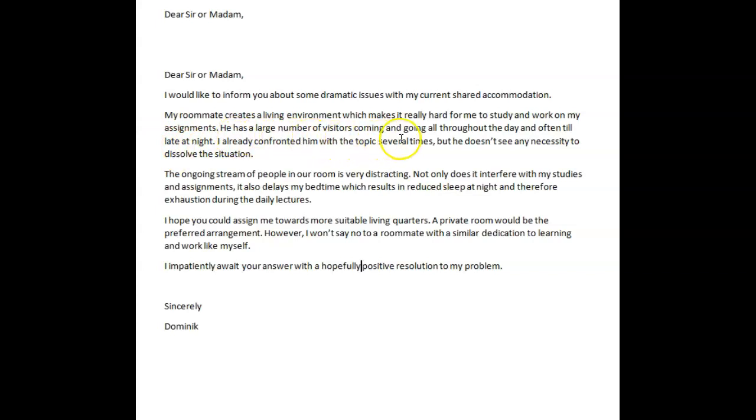So I already confronted him with the topic several times, but he does not respond to my requests to change the situation. Okay. Let's see here. You said a private room would be the preferred arrangement. However, I would be satisfied with a roommate with a similar dedication to learning and work like myself. Okay. That would have been okay as well. I loved that you used some inversion here. That was great. Not only does it interfere, that was beautiful language. Okay, so just some little things here. I thought it was a well-written task one, but it did have those little issues that, when you're aiming for a band 8 and higher, you really want to be as error-free as possible. So I would definitely look into fixing some of those.